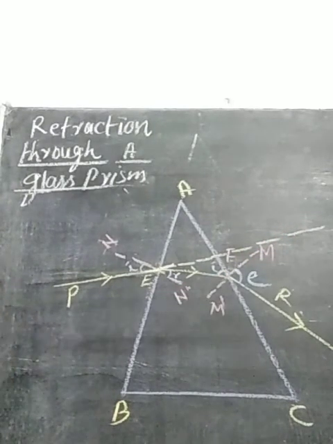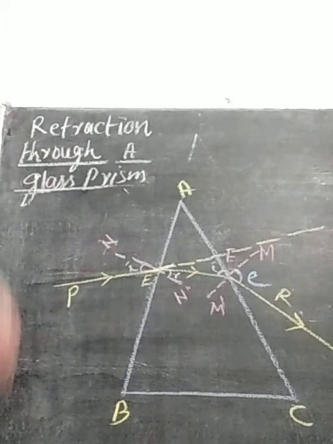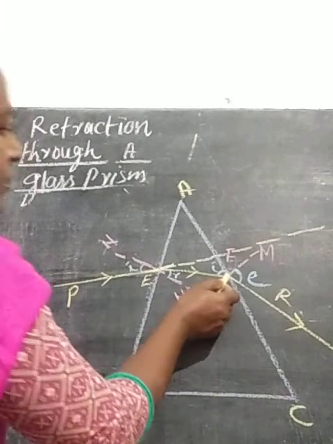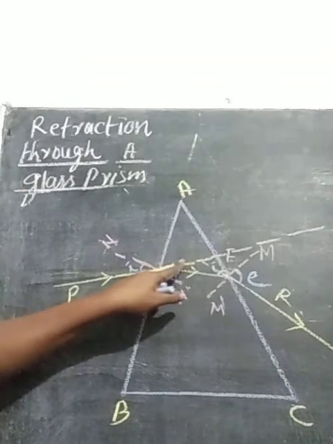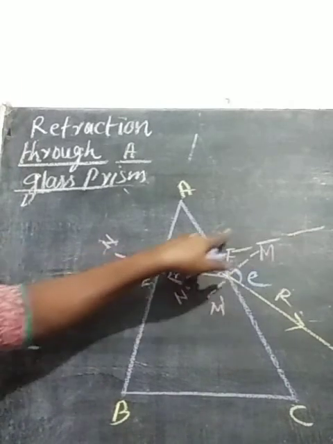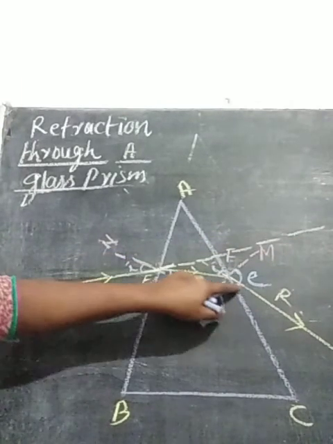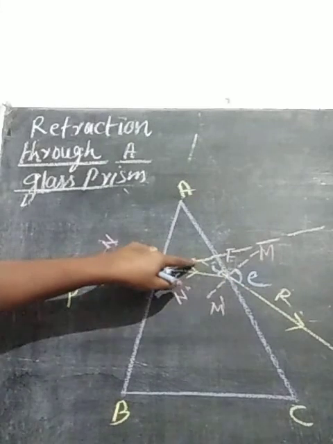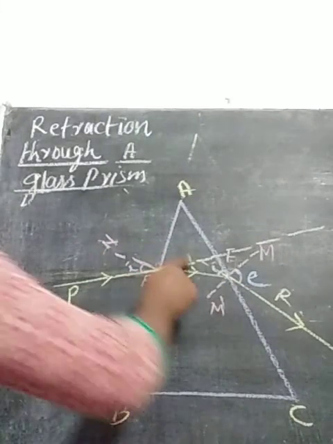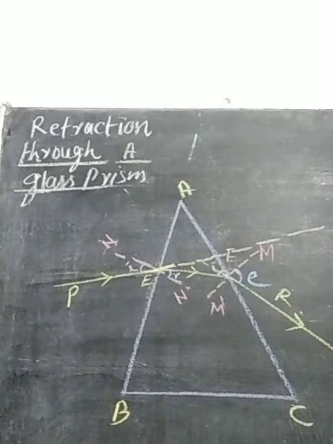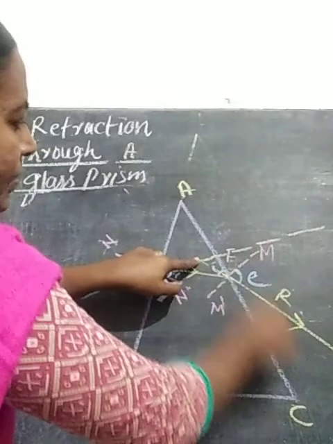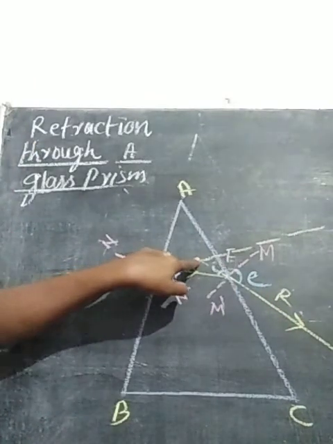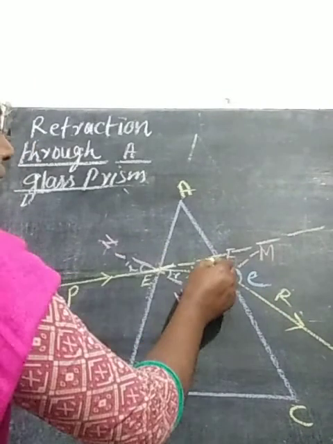So I have drawn the normal path of the incident ray, PE, and I want to produce the emergent ray backward. This is the emergent ray. So this is the angle made by the direction of the incident ray and the emergent ray. For that I produce the emergent ray backward. And what is the angle made by the direction of the incident ray and the emergent ray of light? The angle made by the emergent ray with the direction of the incident ray.